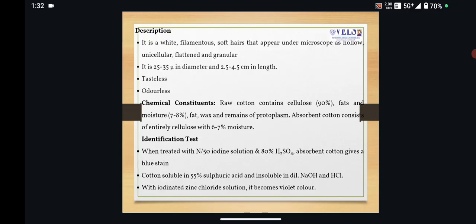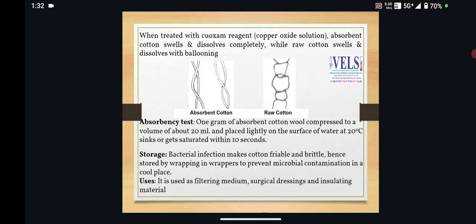Identification test: when treated with N/50 iodine solution and 80% sulfuric acid, absorbent cotton gives a blue color stain. Cotton is soluble in 55% sulfuric acid and insoluble in dilute sodium hydroxide and hydrochloric acid. With iodinated zinc chloride solution, it becomes violet in color. This is a test used to differentiate raw cotton from absorbent cotton. The test is called the cuoxam test. Chemically, cuoxam is nothing but cupro-ammonium copper oxide solution. Absorbent cotton swells uniformly and dissolves, whereas raw cotton swells unevenly, indicating balloon-like swelling. One more test used to distinguish raw cotton from absorbent cotton is the absorbency test.